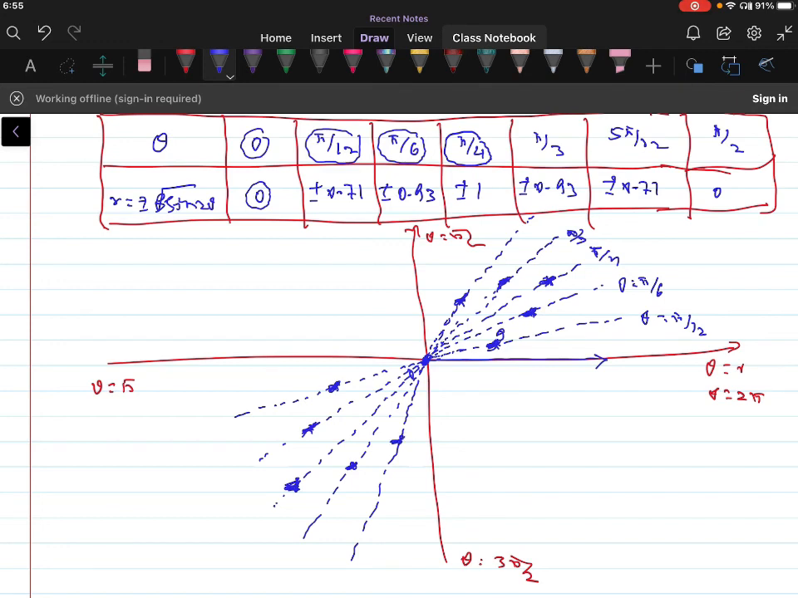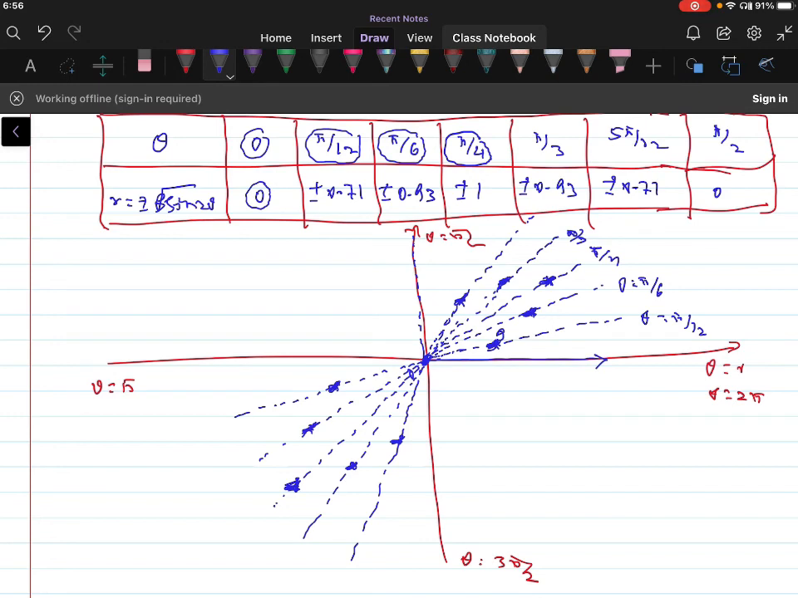Then when theta is equal to pi by 2, the vertical line makes an angle theta is equal to pi by 2 with the x-axis. So that is theta is equal to pi by 2 and the radius is 0, which comes here.